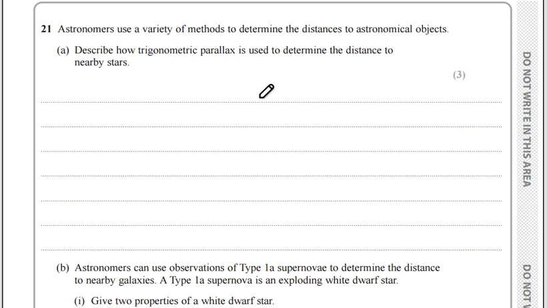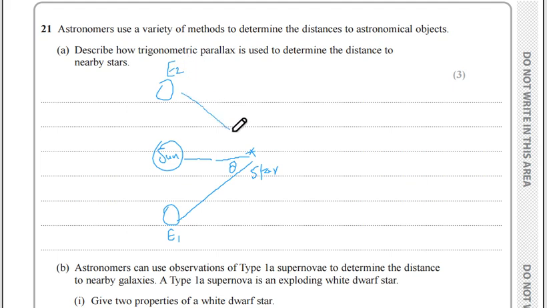So trigonometric parallax: consider the Sun here, and the star is here, Earth in this position. Okay, there is an angle theta, and after 6 months in this position there is another angle theta. This is the distance d, and this distance is r, so tan theta equals r over d, and d equals r over tan theta, or theta, as theta is very small.